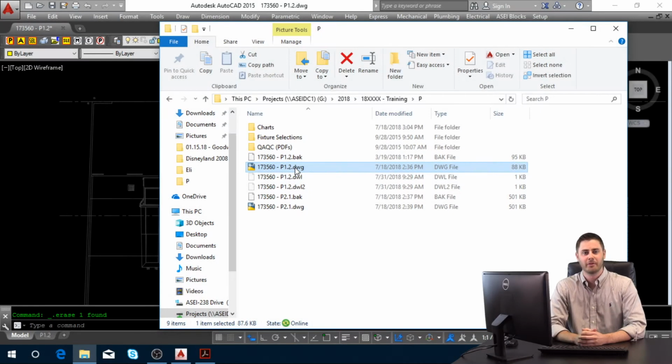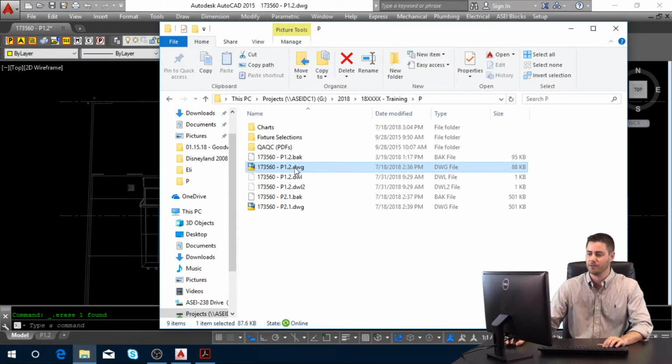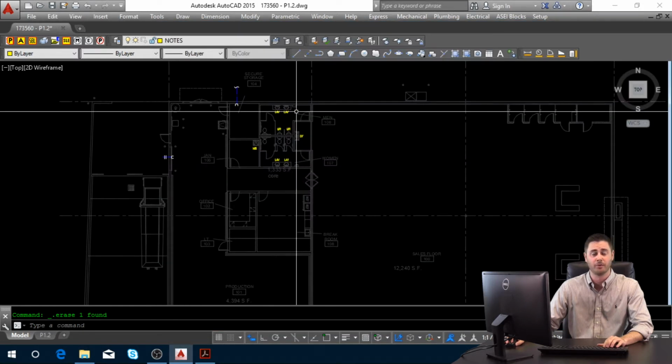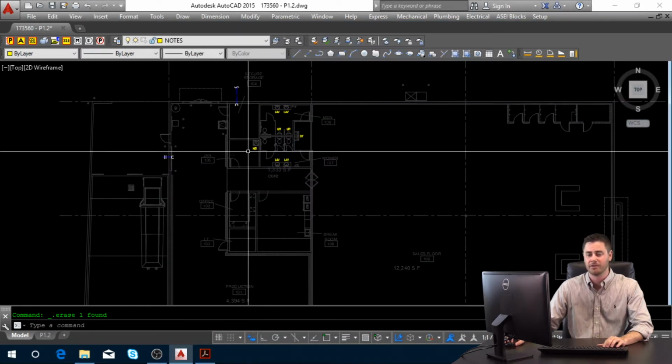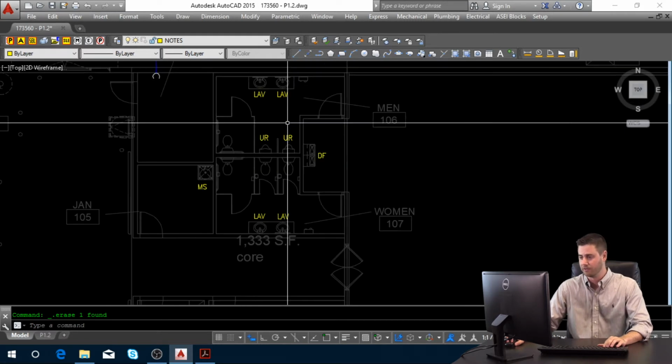The first step is labeling your plumbing fixtures. You do this by opening your plumbing floor plan sheet, which is whichever sheet you will be showing your water piping on. In this case, it's the P1.2 sheet. I've already labeled some of the fixtures here just to speed things along a little bit.